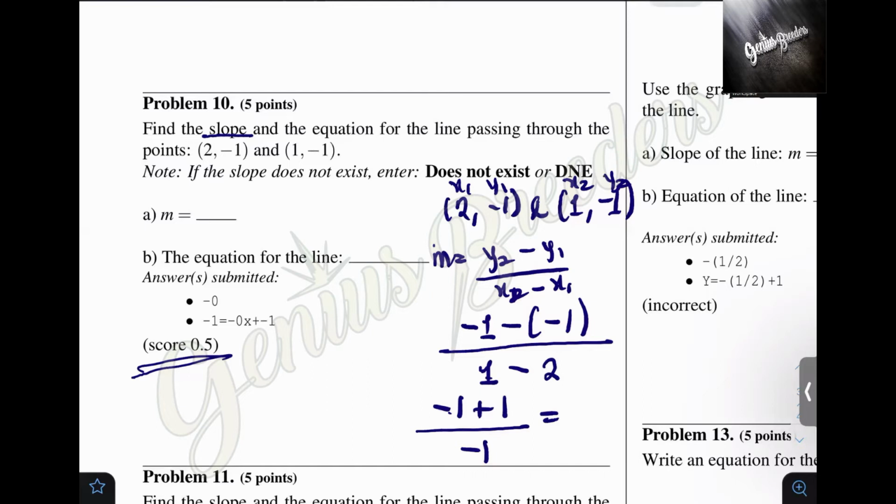No, this is not multiplication. If you notice, I didn't put any bracket here. That's where I get confused with this thing. So that would be negative 2. Okay, now hold on. This is negative 1.